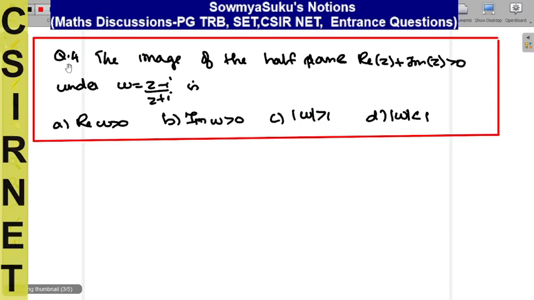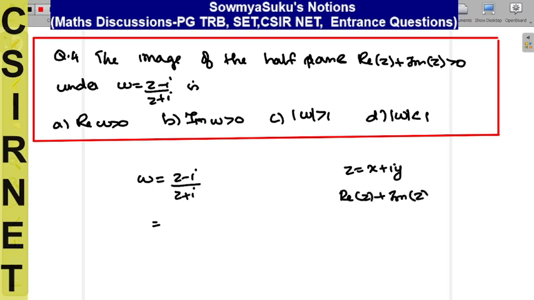Let's check the next question. Question number 4. The image of the half plane real z plus imaginary z greater than 0 under w equal to z minus i divided by z plus i is. Four options are given. The condition given is that the real part of z plus the imaginary part of z is greater than 0. First, in the question, w is equal to z minus i divided by z plus i, where usually z is equal to x plus i y.